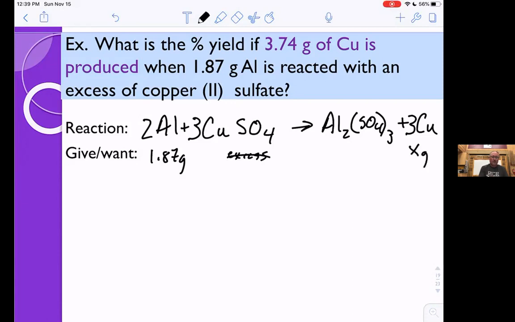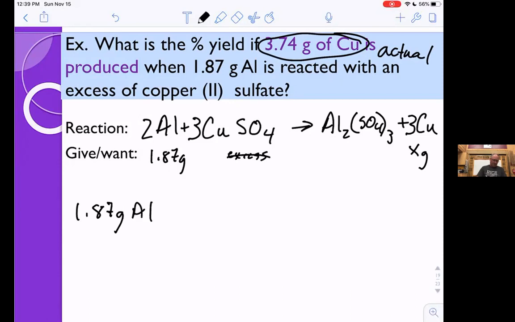So I'm looking for the grams of the copper that are produced. So I'm going to start with my 1.87. Now, they're telling me a number in here of copper. That right there is your actual yield. So that's what they did in the experiment and got as a result. We're going to go calculate what we should have gotten as a result. So if I start with my 1.87 grams of aluminum, I'm going to do a conversion to find out how much copper should have been produced, my theoretical yield.